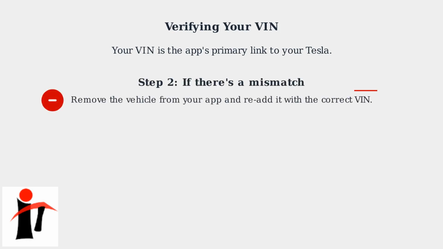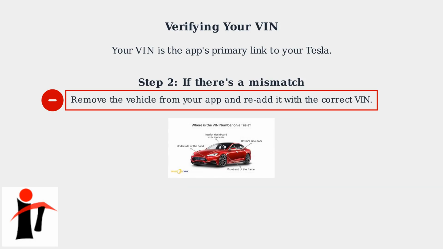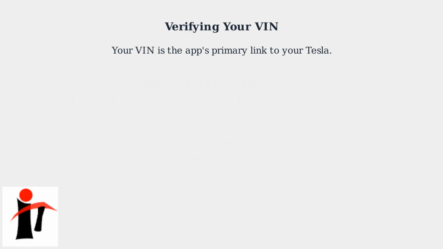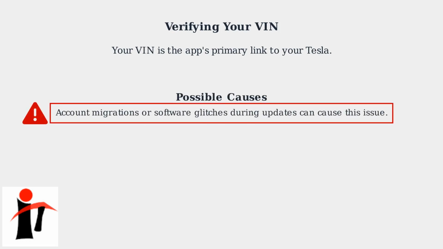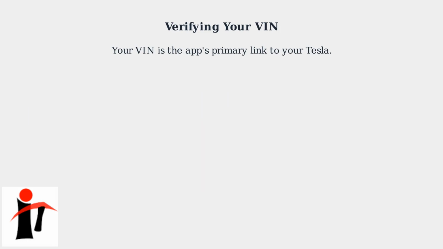If there's a mismatch between the VINs, remove the vehicle from your app settings and then re-add it using the correct VIN from your vehicle. This diagram shows additional locations where you can find the VIN on your Tesla, such as the dashboard or door frame. Account migrations or software glitches during updates can sometimes cause VIN mismatches. This image highlights common places to locate the VIN.